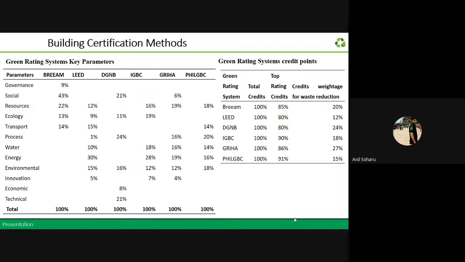If we go further down and see the effectiveness of these green rating buildings for waste reduction, you can see that BREEAM weights almost 20% for waste reduction parameters. LEED contributes 12%. DGNB contributes 24%, IGBC 18%, GRIHA 27%, and Philippines GBC 15%.